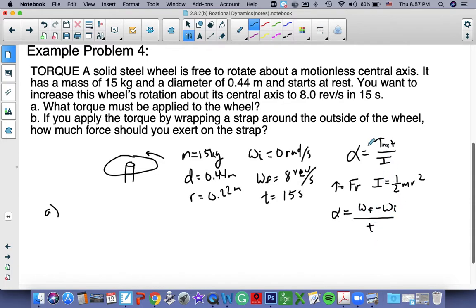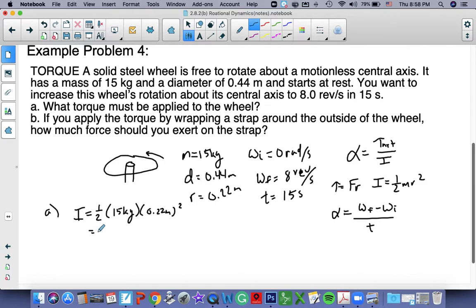So what can we solve over here? Well, we have a final, initial, and time right there. That can get us an angular acceleration. And we have a mass and a radius, which can get us our moment of inertia. And we don't have a force, which is what we're looking for right there. So let's find this and plug it into Newton's second law of rotational motion, and that will help us find that force we're looking for. Okay, so let's do moment of inertia first. So 1/2, mass is 15 kilograms, and our radius is 0.22 meters squared.